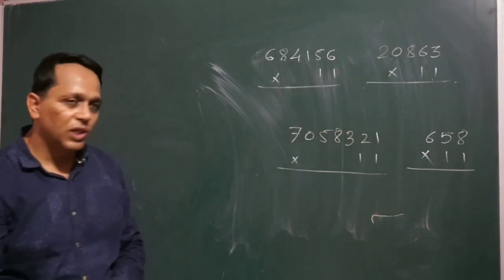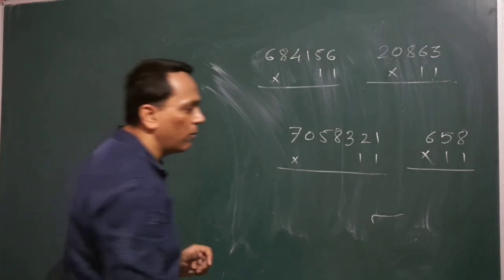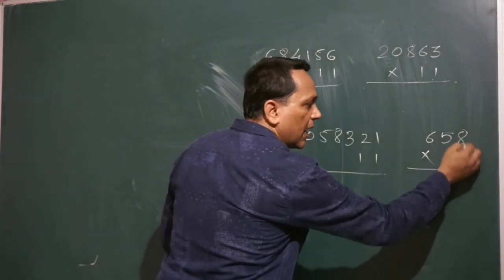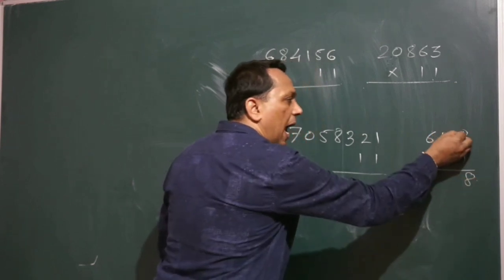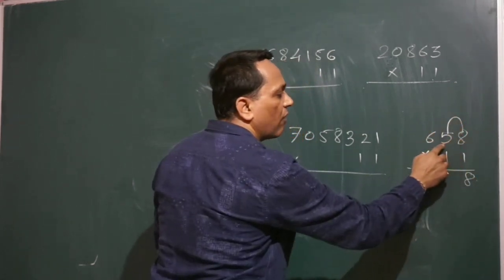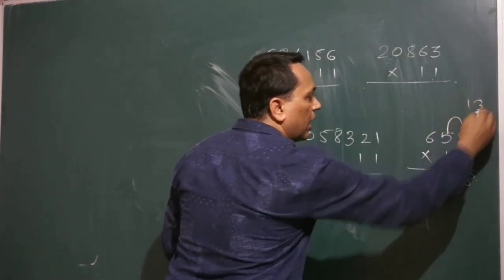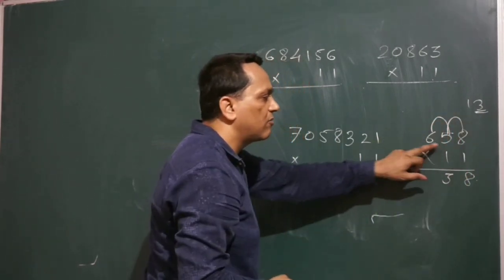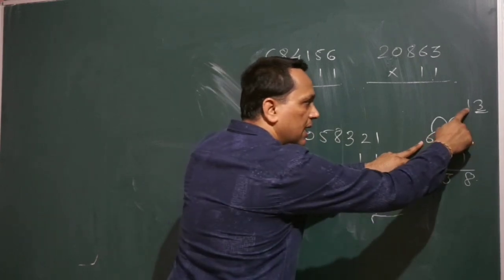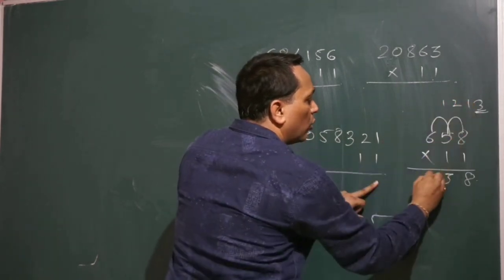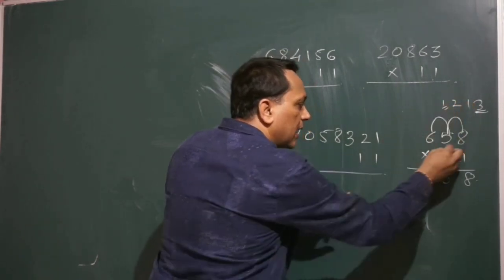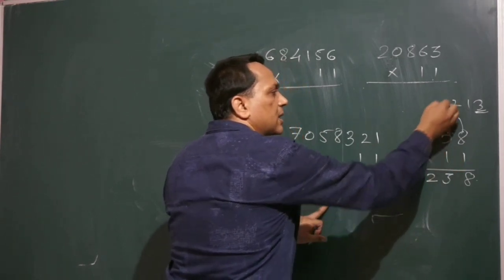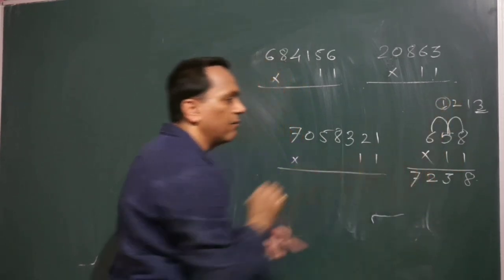So what is the procedure? We'll start with one small problem first. We write this number, 8 ones are 8. Then we add this number, 8 plus 5 is 13. We write 3 here, 1 is carry. Then we add these numbers, 6 plus 5 is 11. 11 plus 1 carry, it's 12. So we write 2 here, 1 is again carry. Then 6, and 6 plus 1 carry is 7.